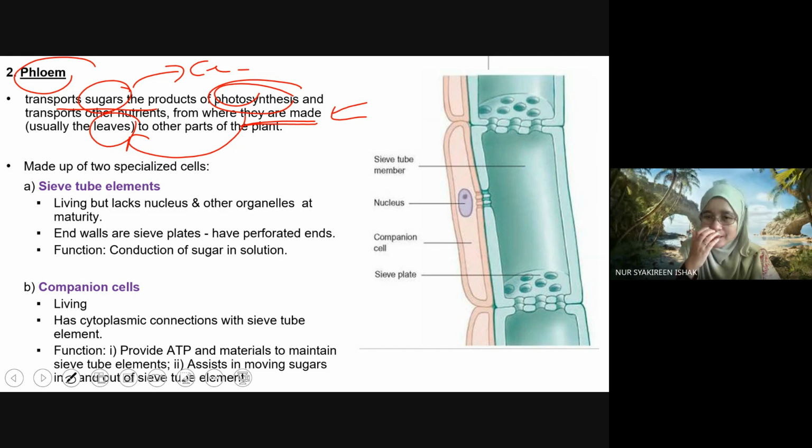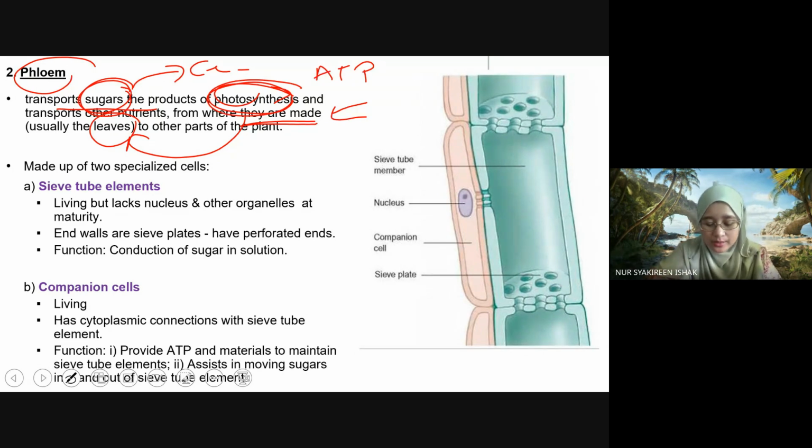So in order for the cell to carry out cellular activities, they need energy. So in order for the plant to be able to survive, they need energy. They need to carry out cellular respiration, which requires sugar as the fuel for cellular respiration to generate energy, ATP. So this sugar must come from the process of photosynthesis.